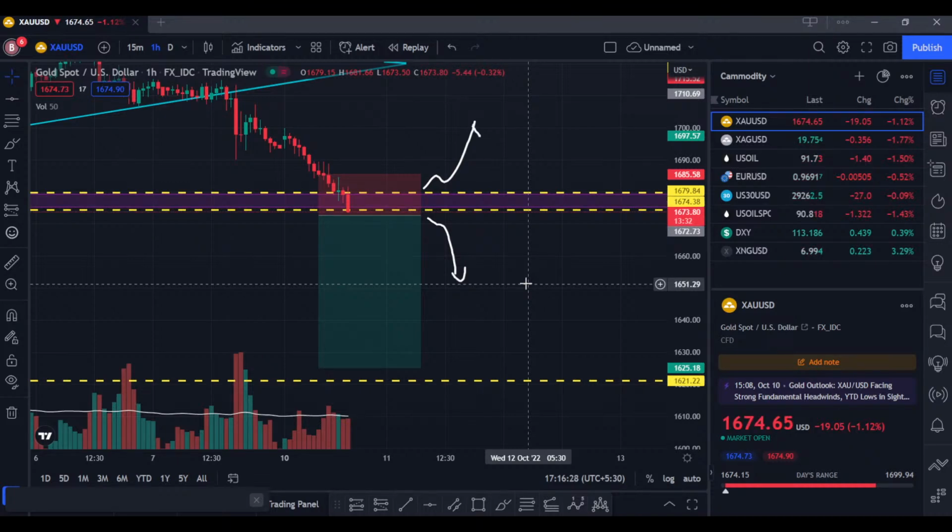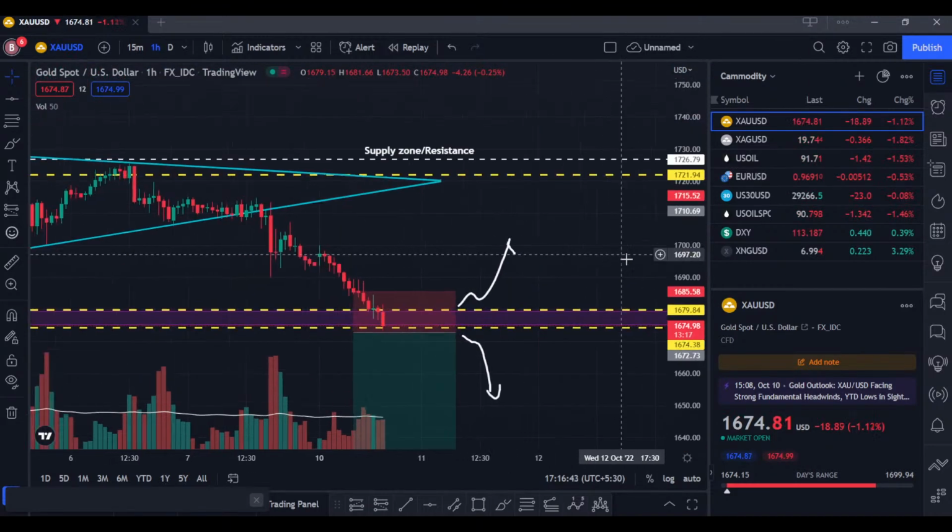Yes, the most important player in this trading game is our emotions and psychology. So keep your psychology and emotions strong.